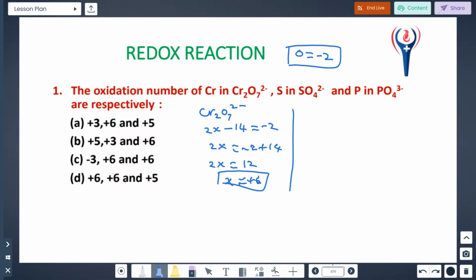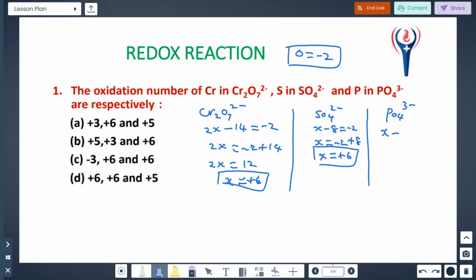Sulfur in SO4 2 minus: sulfur X. Okay, oxygen is 4 into -2, -8, which is equal to -2. X is equal to -2 plus 8. So X is equal to plus 6. Understood? Then PO4, phosphorus in phosphate ion. So here I consider X, so -8, which is equal to -3. X is equal to plus 5. Understood? So these are the answers.